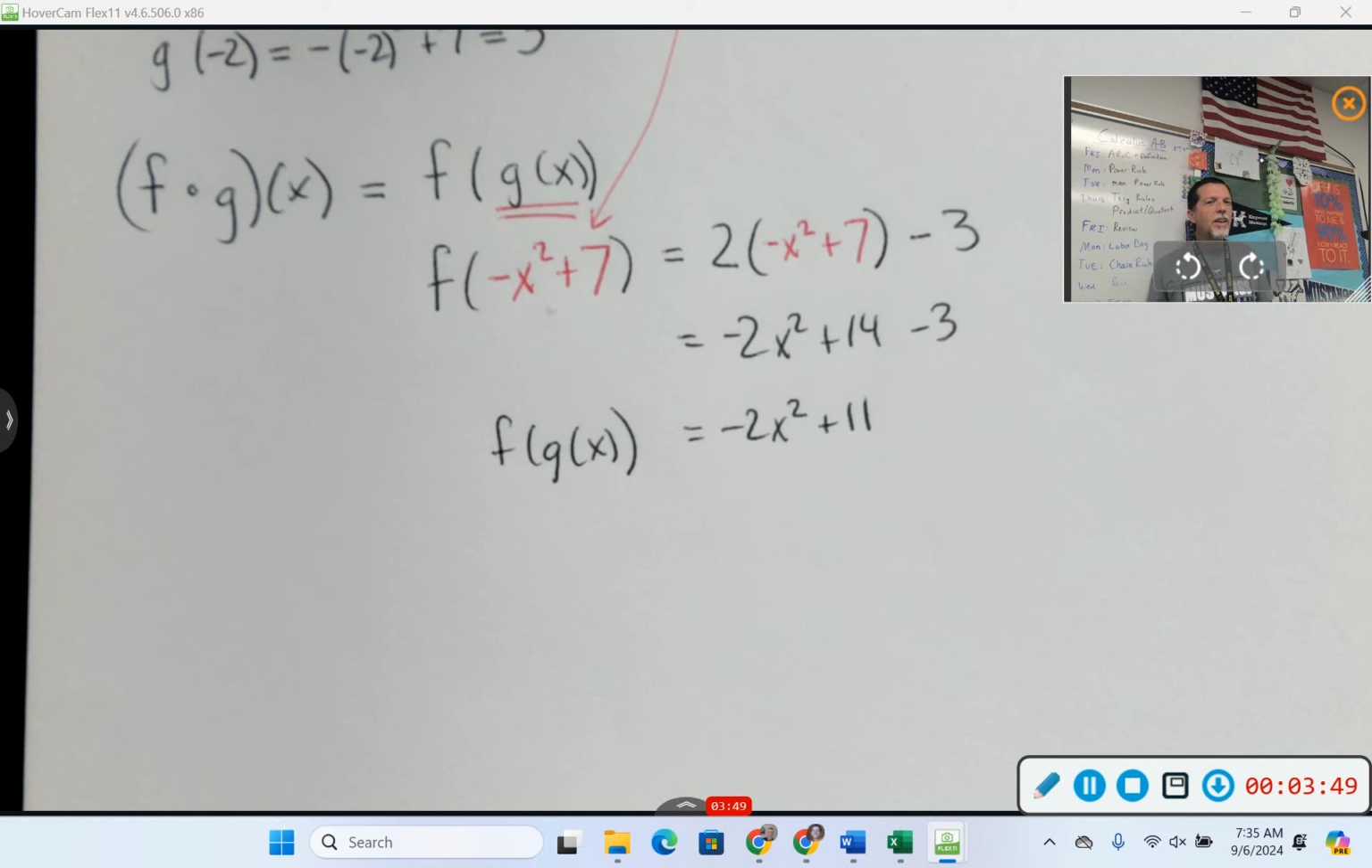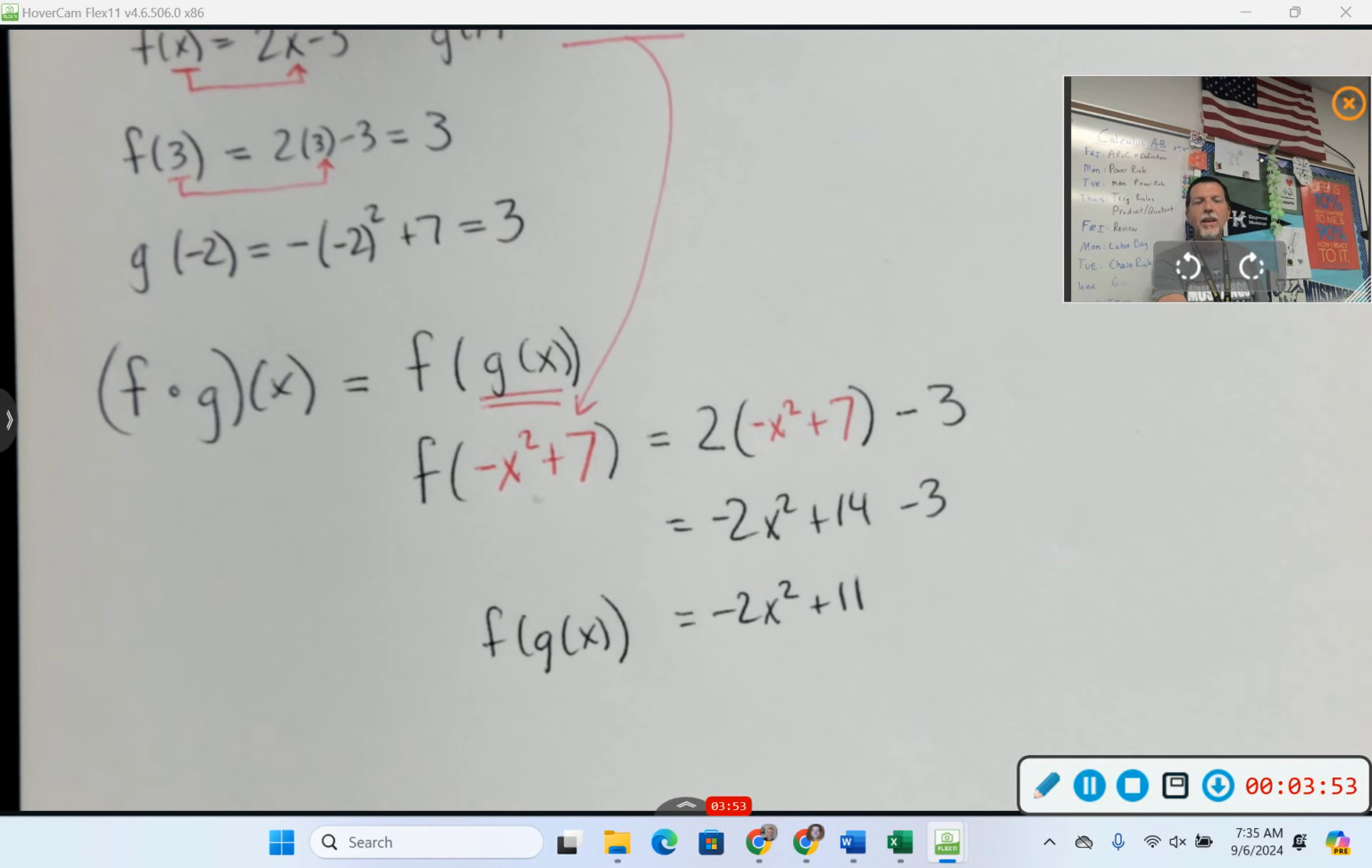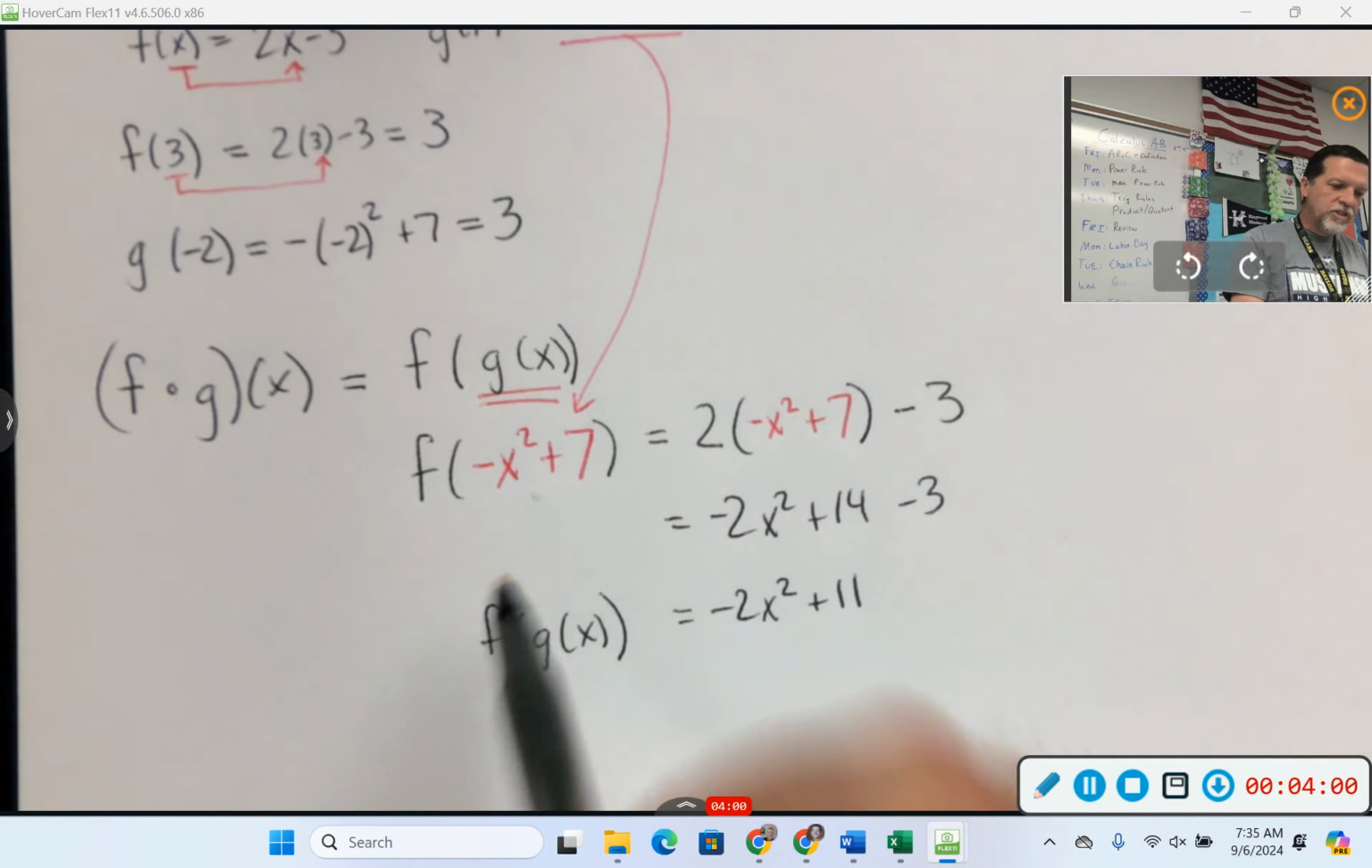Okay, so it's very much related to what you've done before. You've definitely done f of 3. That's easy. It's the same process, the same procedure, except instead of a 3, you have to put all of g of x in there.